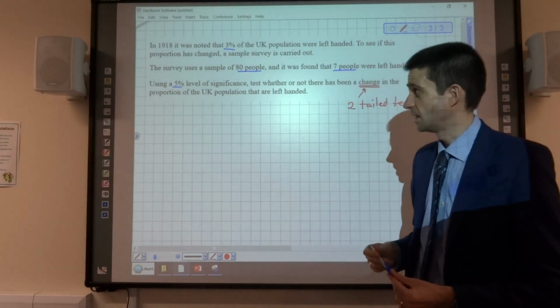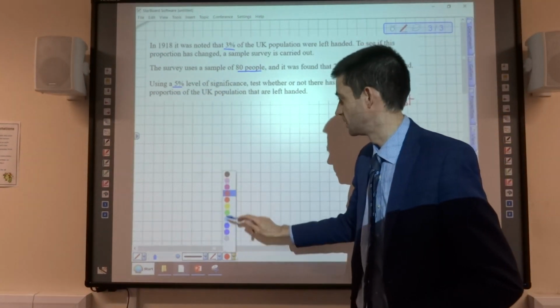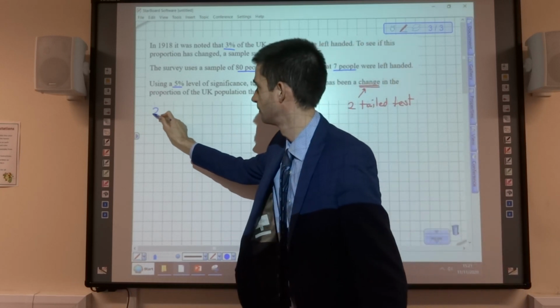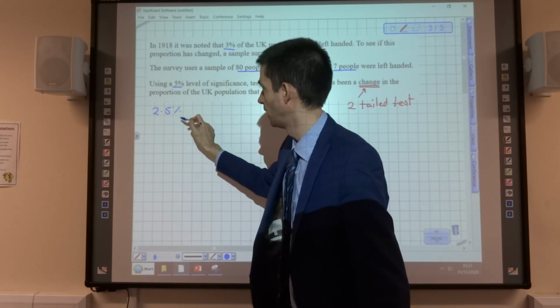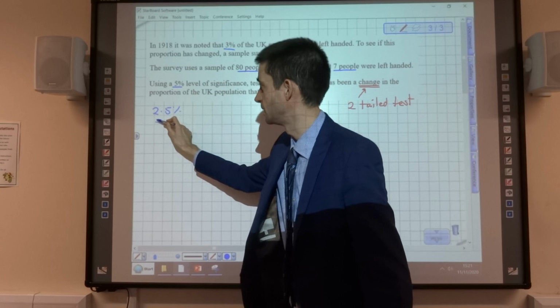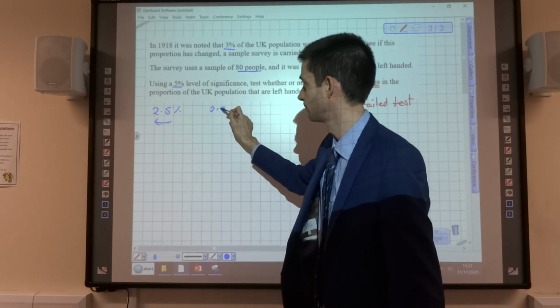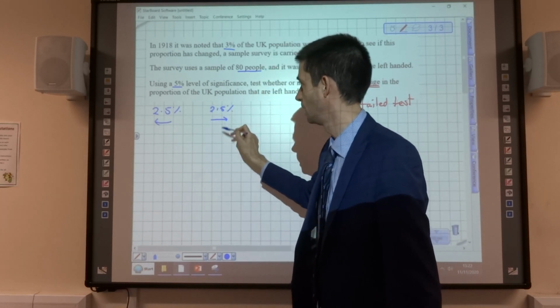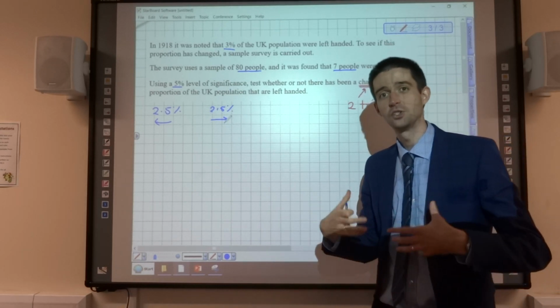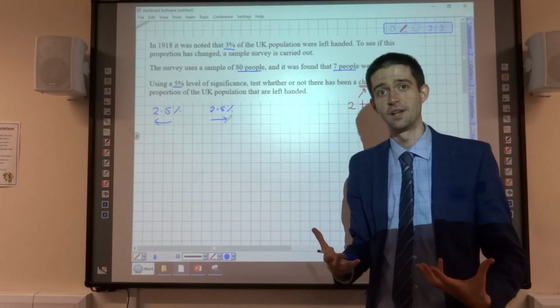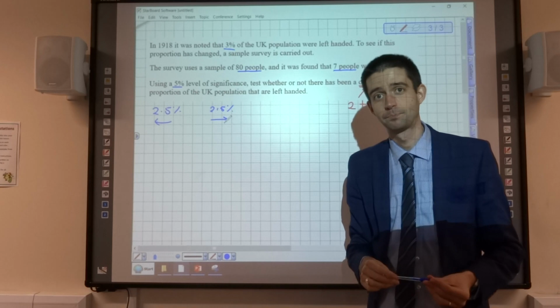What that means is we look at the significance level of 5% and we look for 2.5% at one end and 2.5% at the other end. So we halve the significance level and we work with that.